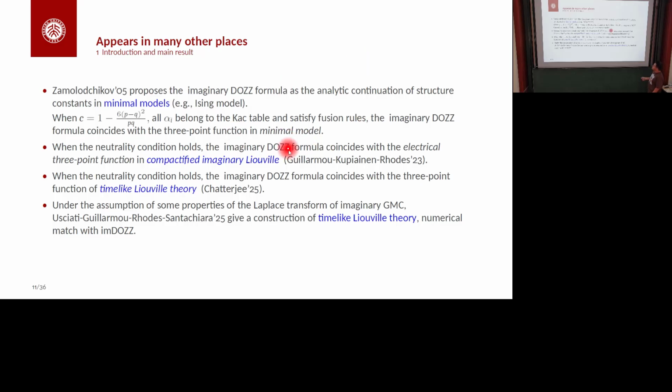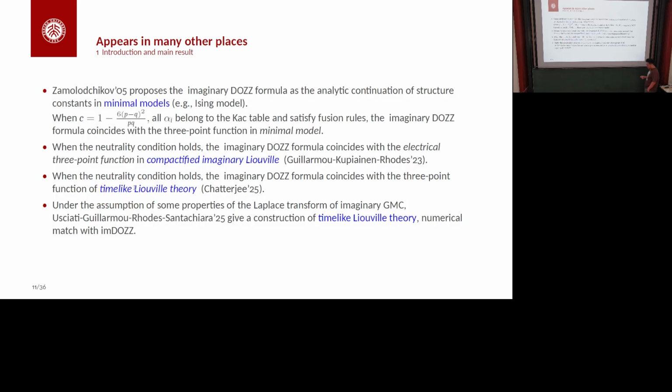And later, there are several recent works. The first one I want to mention is Colin, Antti, and Hemi's work on the imaginary Liouville theory. Under the neutrality condition, they constructed this theory, and the imaginary DOZZ formula actually coincides with their 3-point function. And more recently, Schwab Chatterjee, under the neutrality condition, which means the weights of the 3 insertions satisfy some linear constraint, constructed something called the time-like Liouville theory, which is different from this one. The imaginary DOZZ formula also coincides with the 3-point function of the time-like Liouville theory.